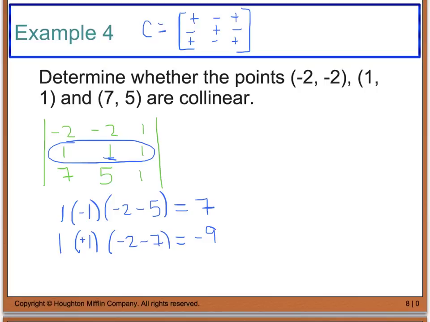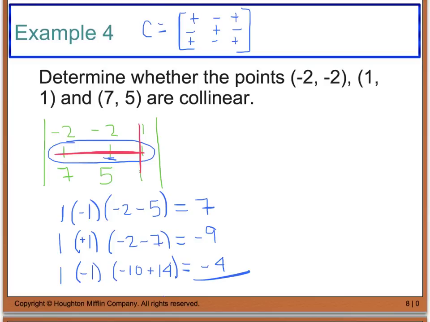And if I do the third cofactor, I have 1 times, I see I have to change the sign, or multiply by a -1, and then I'm going to cross out the third row, second column, and I see that I have a determinant of -2 times 5, which is -10, minus 7 times -2, which becomes +14. So -10 plus 14 is +4 times -1 is -4.